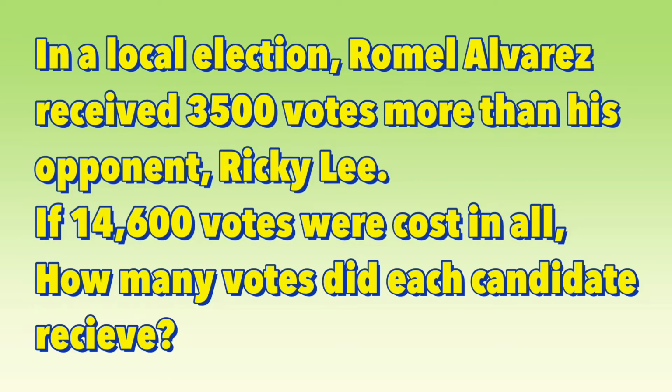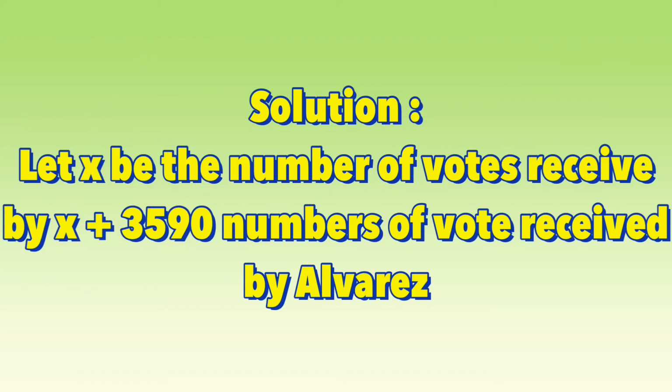So we have to analyze first the problem. So Romel Alvarez received more than his opponent. The more than is 3,500. So our solution, we're going to use representation. Let X be the number of votes received by Lee, and for the number of votes received by Alvarez, our representation rather is X plus 3,500.